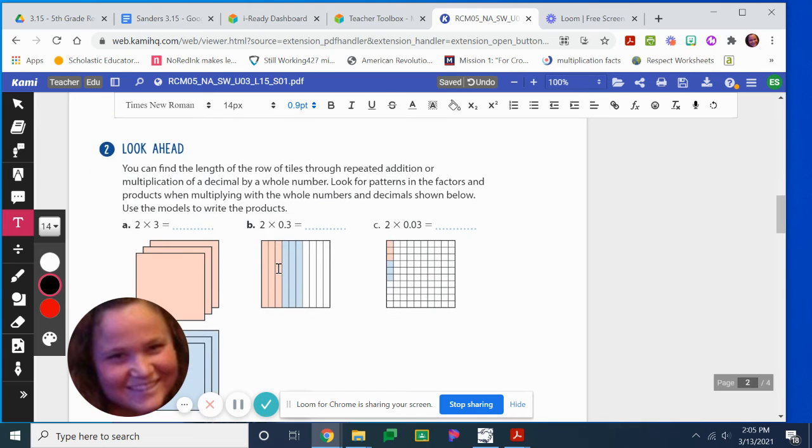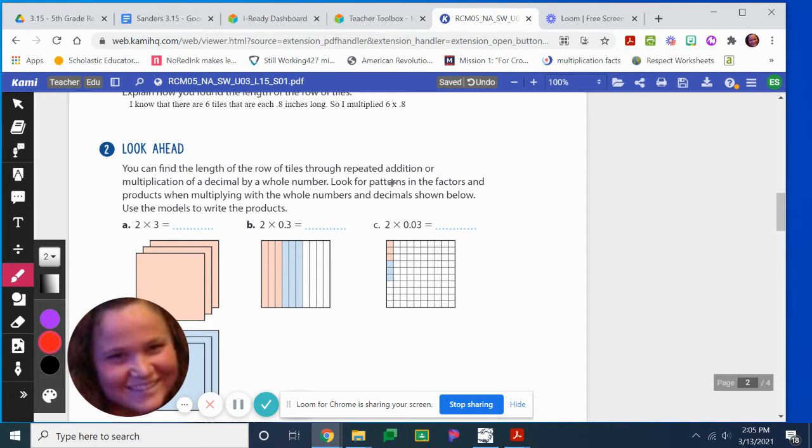So moving forward, it says, look ahead. You can find the length of the row of tiles through repeated addition or multiplication of a decimal by a whole number. Look for patterns in the factors and products when multiplying with the whole numbers and decimals shown below. Use the models to write the products.